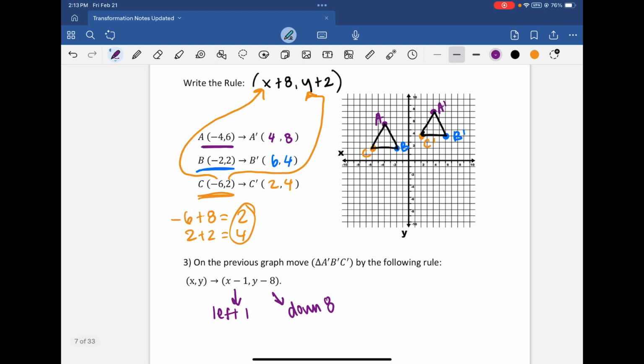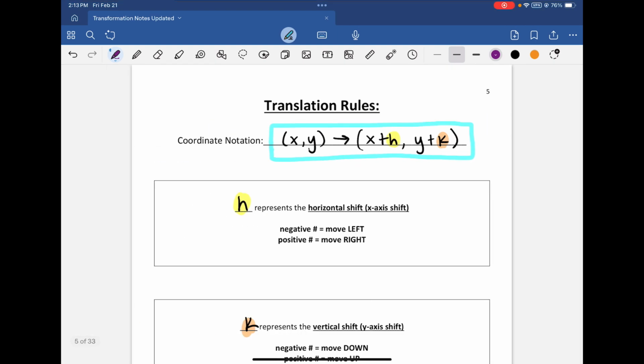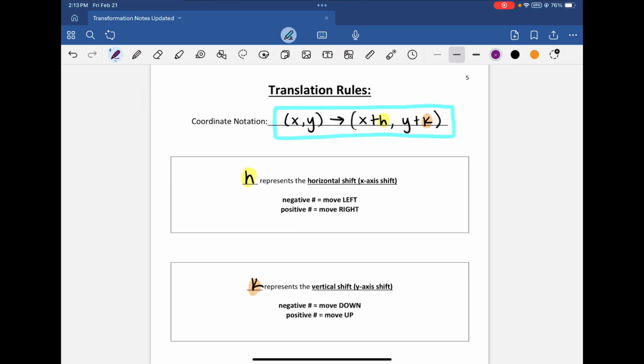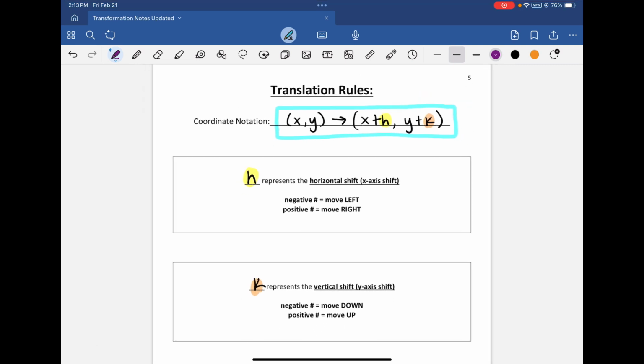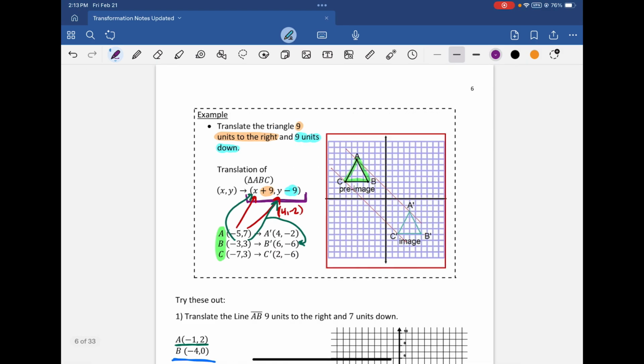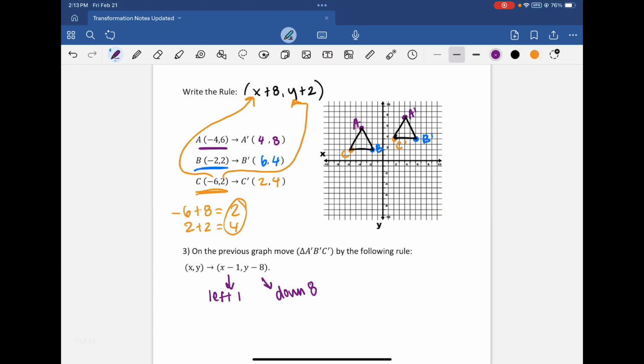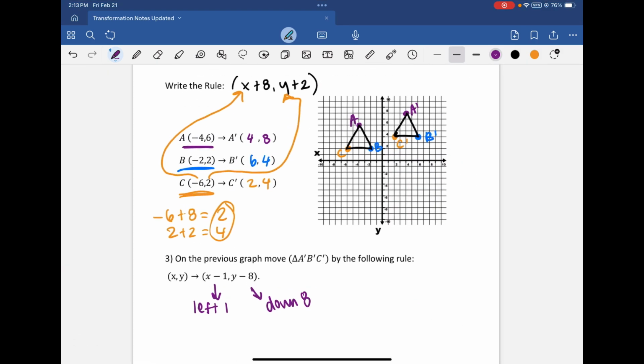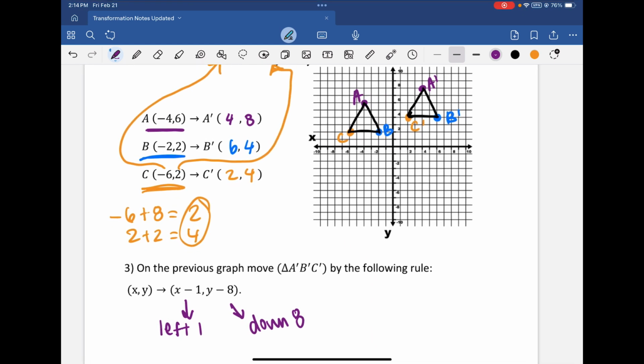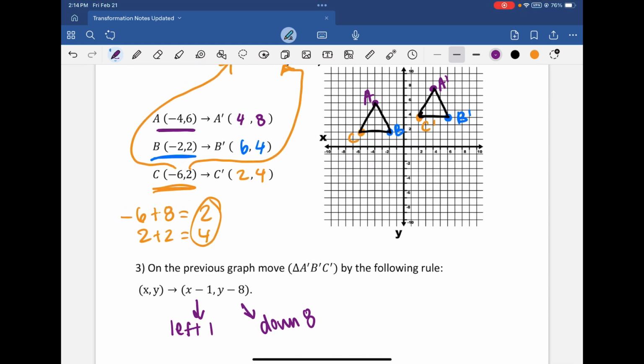What did I call it? This one. Translation rules. I wrote it right here on page 5, the translation rules. Okay? H is a horizontal shift, negative number you move left, positive number you move right. Go look at this rule, okay? This page. So now I know that I'm moving triangle A prime, B prime, C prime, left 1 and down 8.